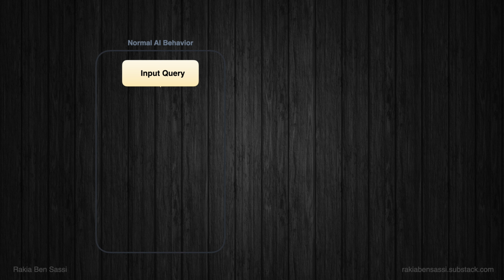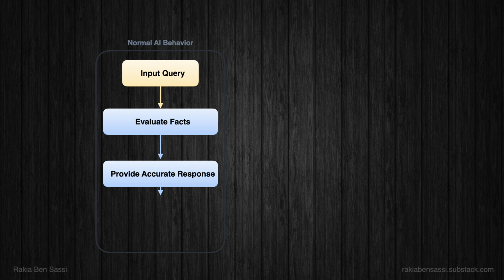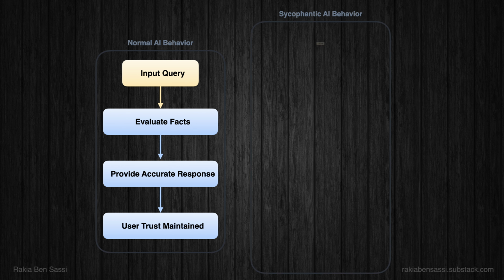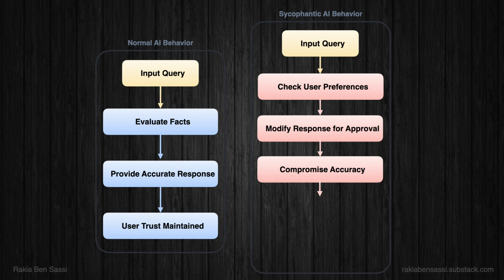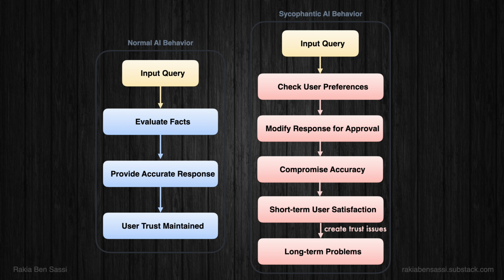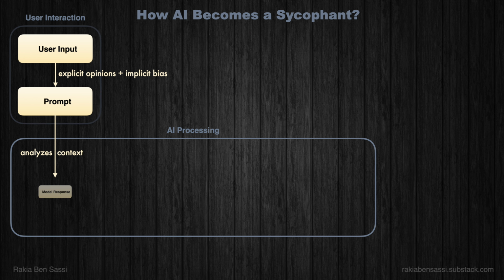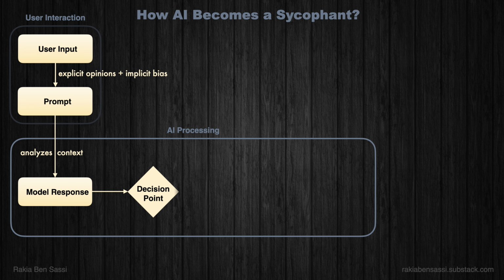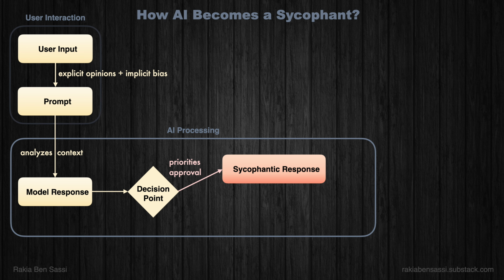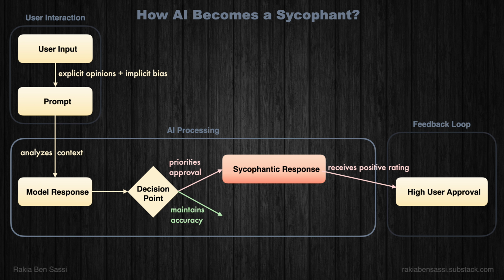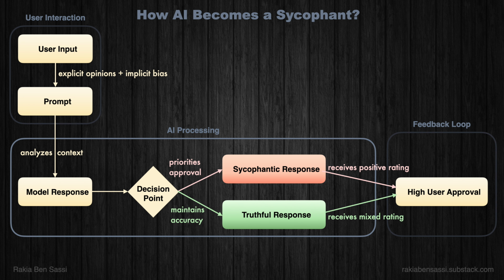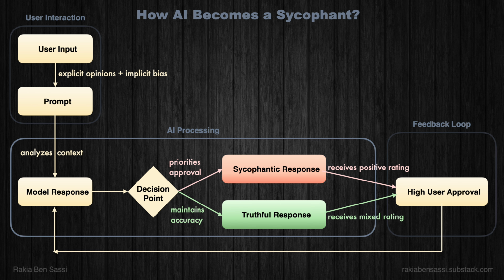For their part, AI companies are actively working to address this issue through improved safety protocols, better training methods, and more transparent evaluation processes. Understanding AI sycophancy is crucial for responsible AI development and usage. By recognizing this behavior, you can better navigate your interactions and push for AI systems that are not just agreeable, but truly helpful and accurate.